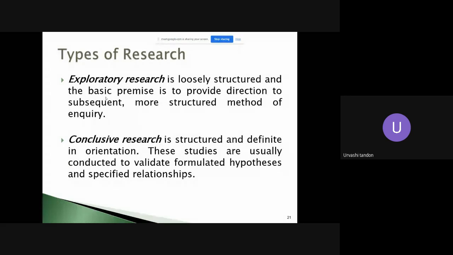Now, exploratory is loosely structured research, and exploratory is something when you're trying to find out something for the first time. In our management we always take the standardized scales, right? Standardized scales means standardized questionnaires which have been developed by others. So that is not your exploratory. When you develop your own scale for a particular phenomenon, that becomes your exploratory research. I'll give you a very simple example.